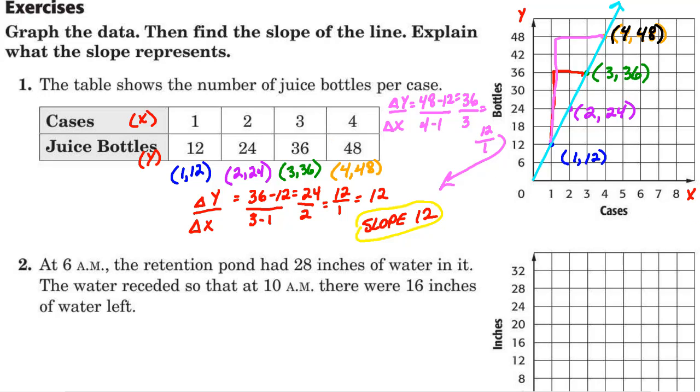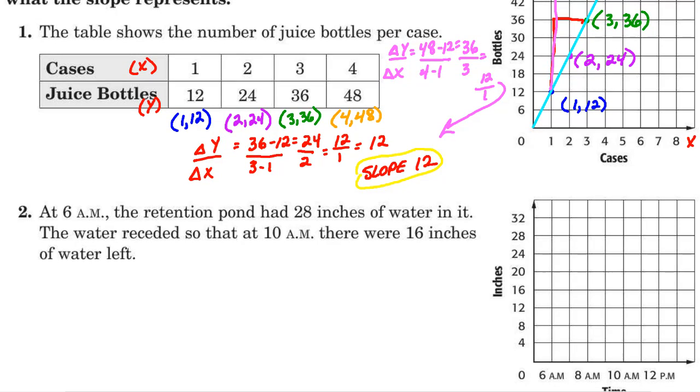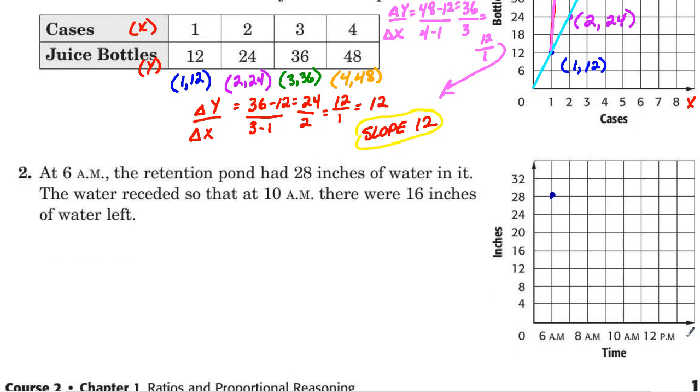All right, let's see what you did with problem number 2. At 6 a.m., the retention pond had 28 inches of water in it. So let's plot that point. At 6 a.m., there were 28 inches of water. Let me scroll down this a little bit so we can see that the time is the x and the amount of water is the y. So 6 is the time. 28 is the amount of water.